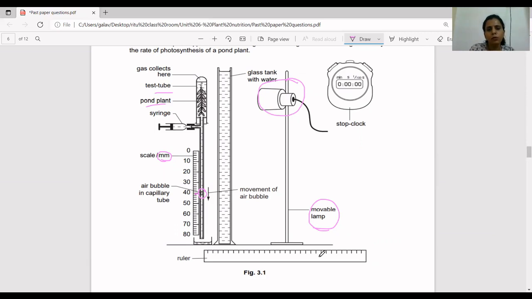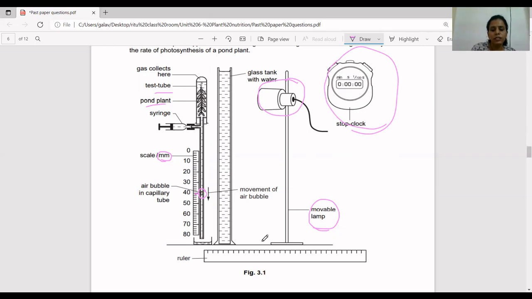And when the light is moved farther, or closer to the plant, this is the rate of photosynthesis. That's the reason we are using a movable lamp, so that it can change the amount of light intensity provided to the plant for photosynthesis. In between the plant and the experimental setup, that is the test tube and plant, we have kept a glass tank filled with water, and here we have a stop clock to note the time.